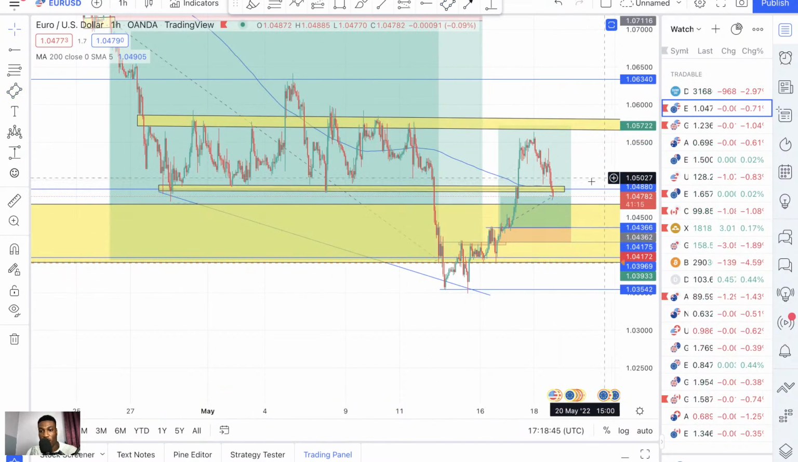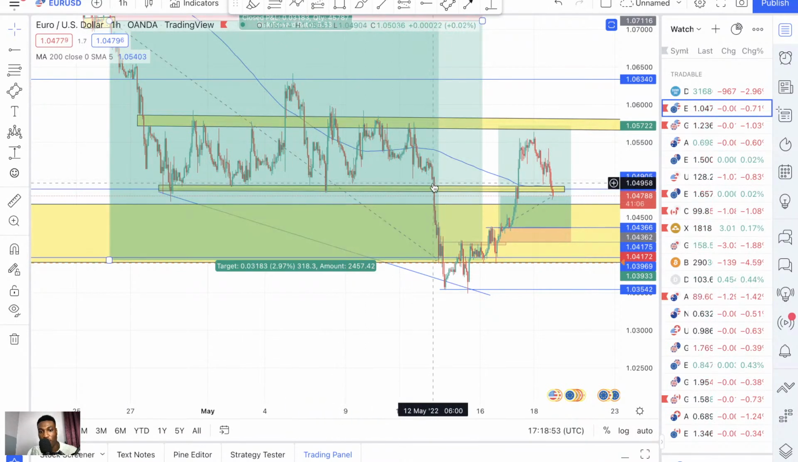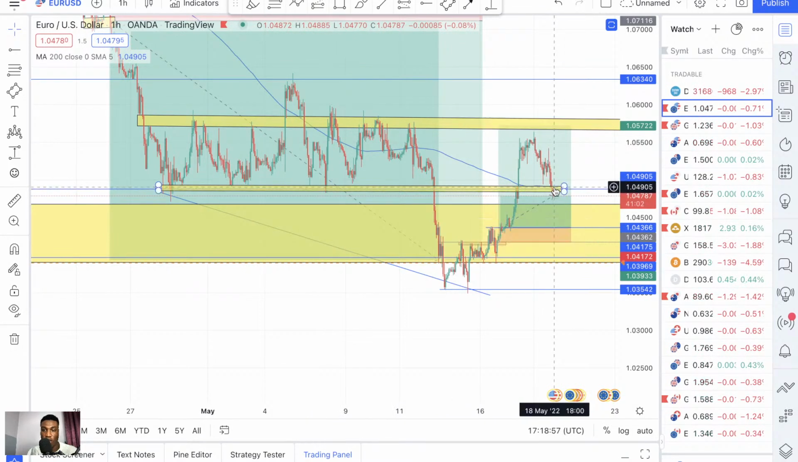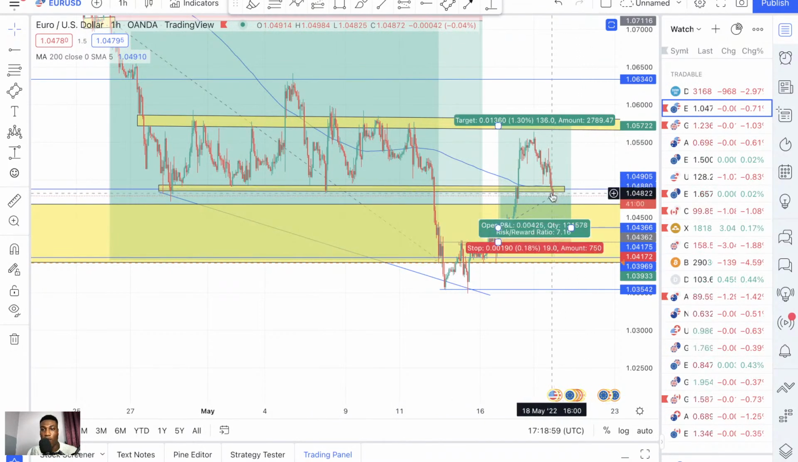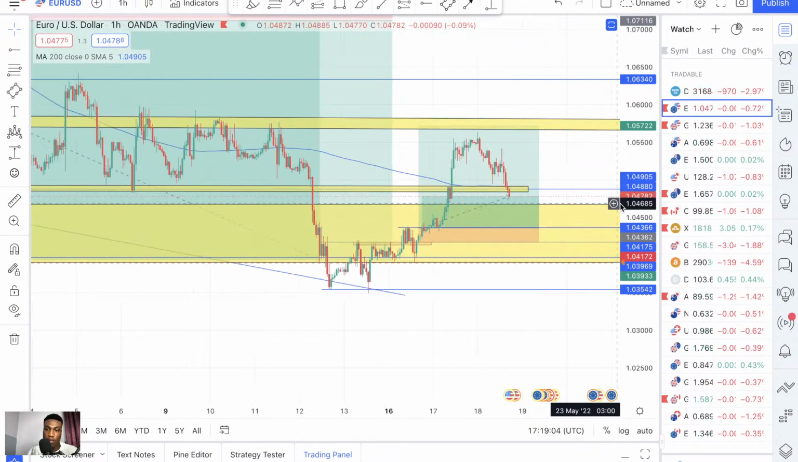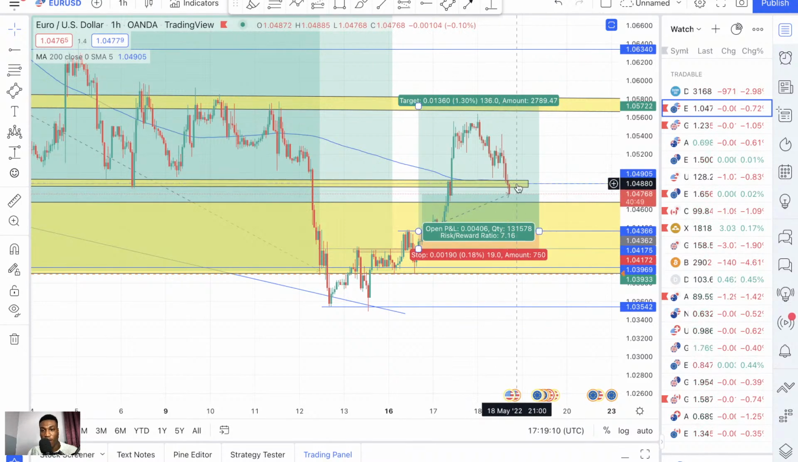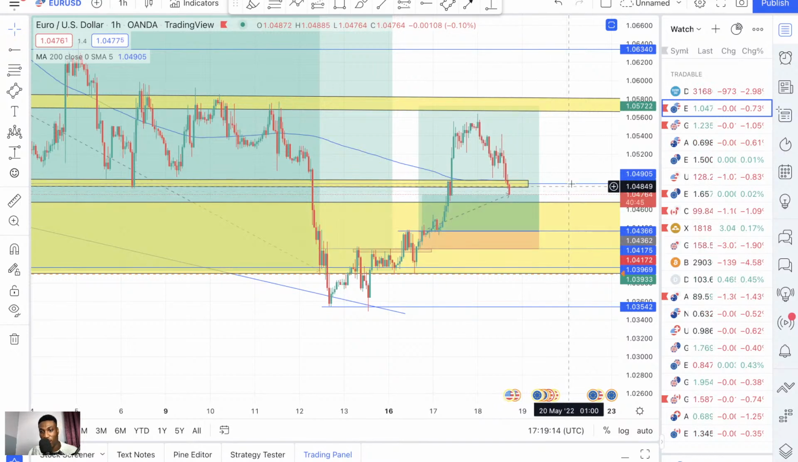So you see, this is why this is a support. It tested at this point, came back to make a retest. 1, 2, 3, 4, 5, 6, 7, 8, and now price is just below that support level. So you want to see Euro USD close bearish under this support level to get confirmations to go short on Euro USD.